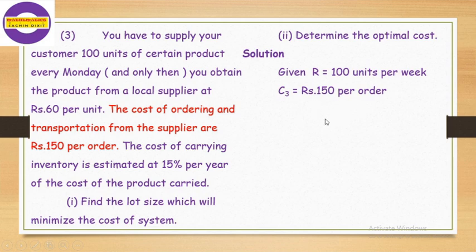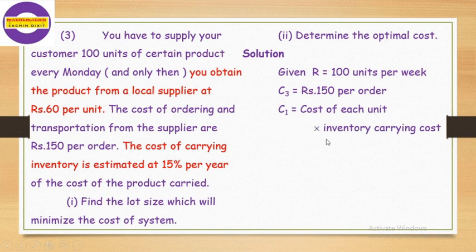And also observe the statements: you obtain the product from the local supplier at rupees 60 per unit and the cost of carrying inventory is estimated at 15% per year. So holding cost C1 is given by cost of each unit multiplied by inventory carrying cost. So it will be 60 multiplied by 15 divided by 100. After simplification, it gives rupees 9 per year.